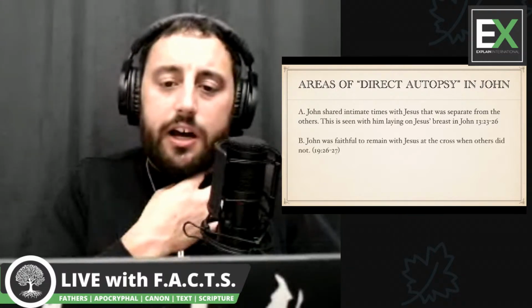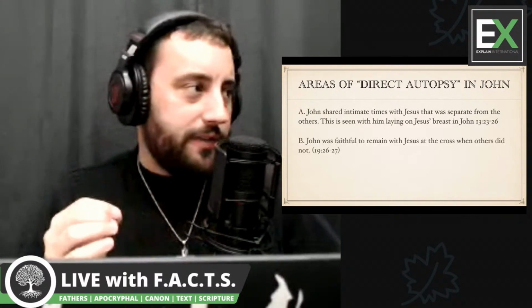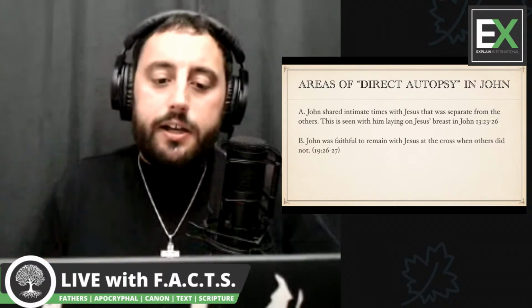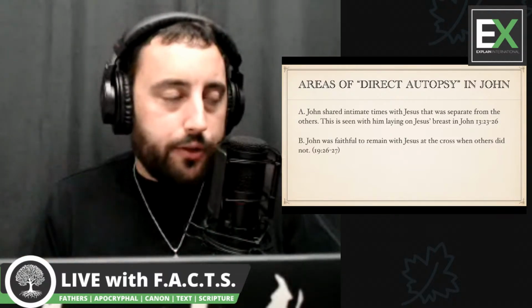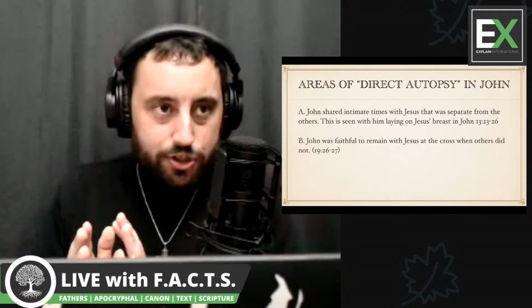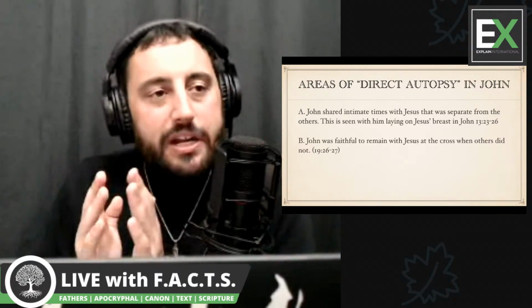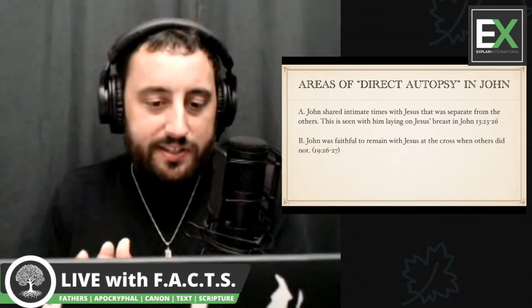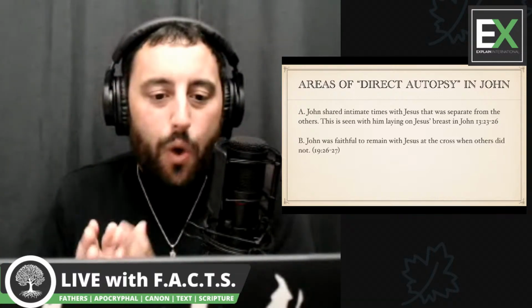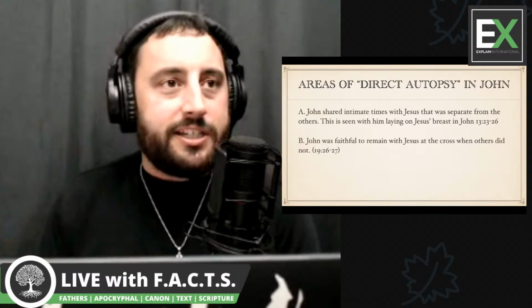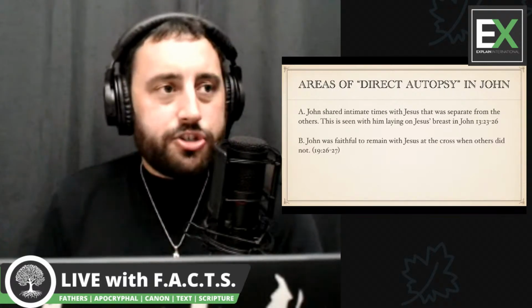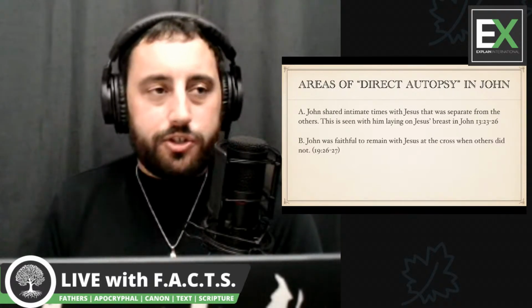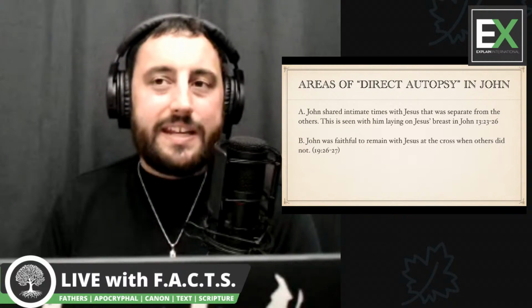Here's another area in which he was a part of this direct autopsy. John was faithful to remain with Jesus at the cross when others did not. So he was nearest to Jesus more than others, but he was also maintaining that nearness to Jesus while he was on the cross. And if you look at John chapter 19, where are the other disciples? Hiding. Where's John? At the foot of the cross with Jesus's mother, and he's there.